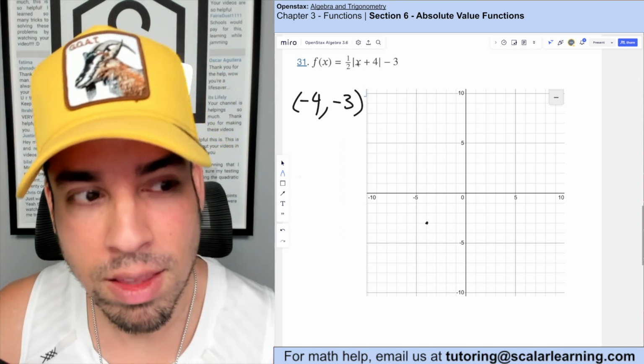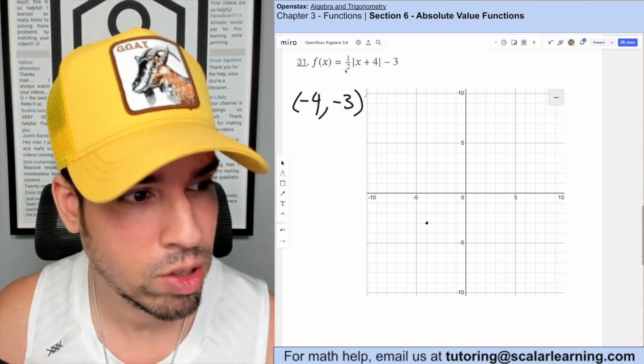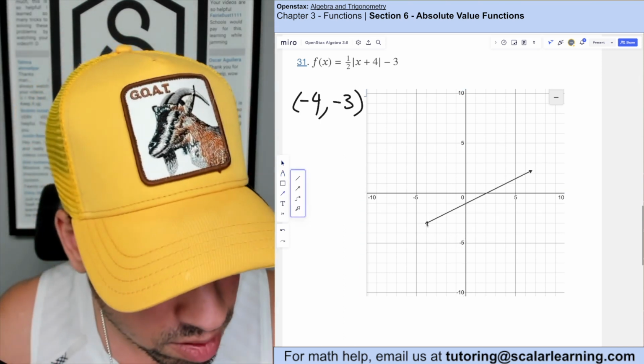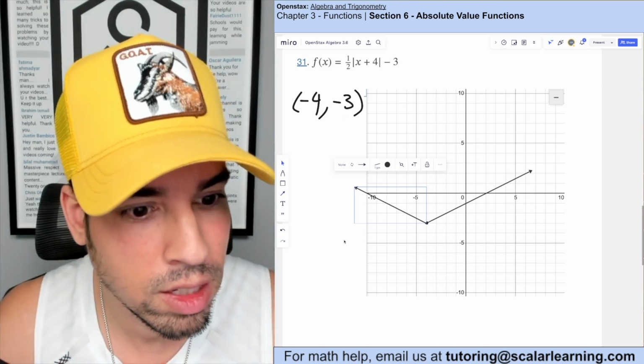Now, once again, we got nothing in front of the x, so this coefficient here is going to dictate the slope to the right, which is 1 over 2. So to the right, it's going to look like this. To the left, it's going to be negative 1/2. Which is going to look like this, boom, done.